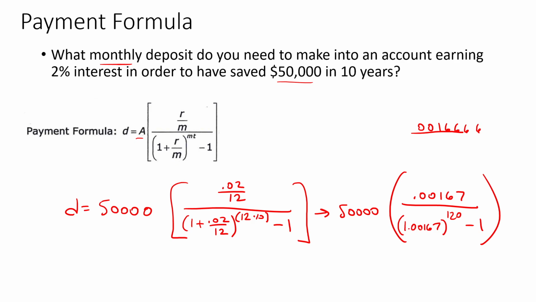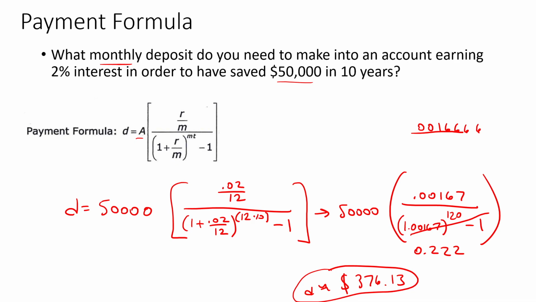And I get 0.222 if I round off. And then again, do top divided by bottom, and multiply it by 50,000. And I get a final answer of about $376.13.